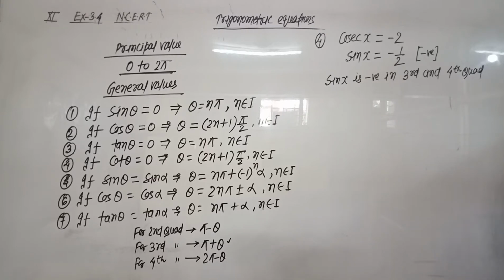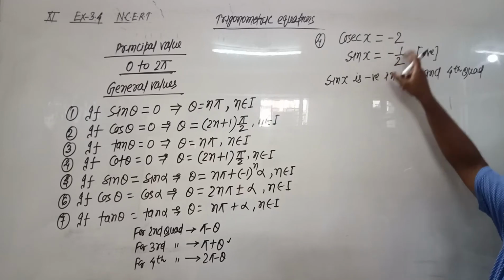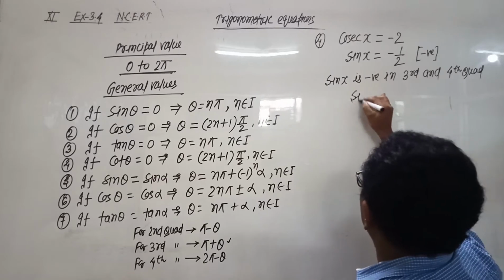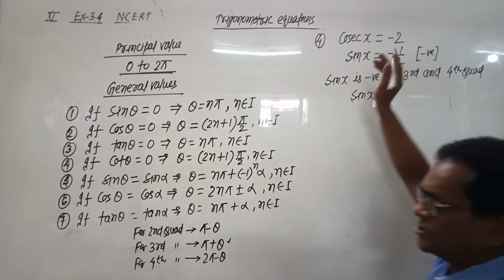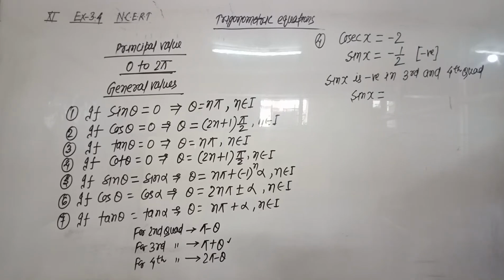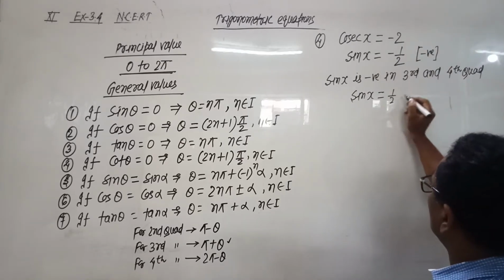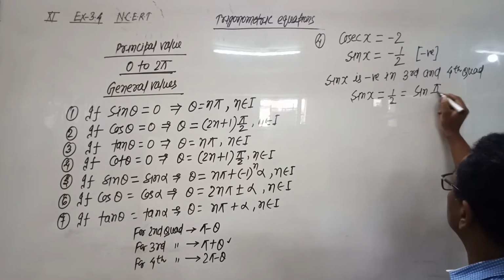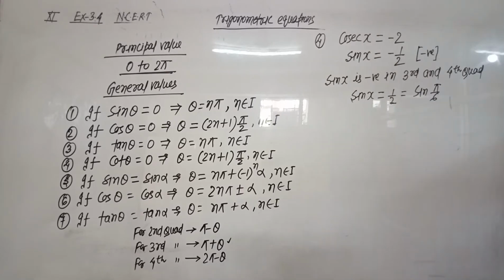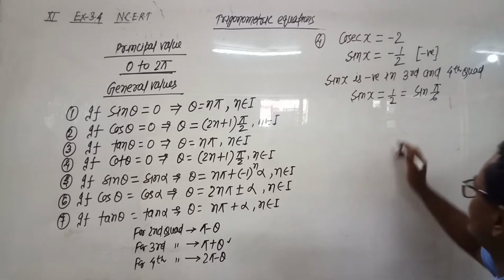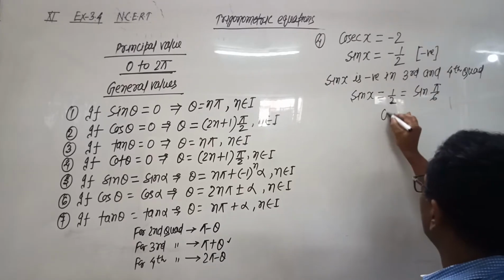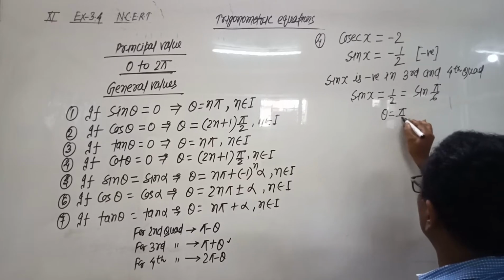Now we will find the value of theta. For finding theta, we make it positive, we take the modulus value. So sin x equals 1 by 2, the positive value of minus 1 by 2. And 1 by 2 in sin is sin 30 degrees, and 30 degrees means pi by 6. So sin pi by 6 is 1 by 2. From both sides sin gets cancelled and we get x equals pi by 6. This value of x is the value of theta, so theta equals pi by 6.